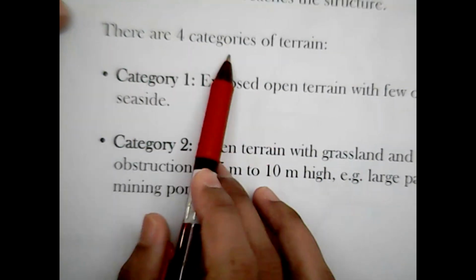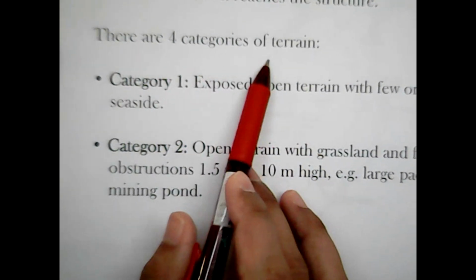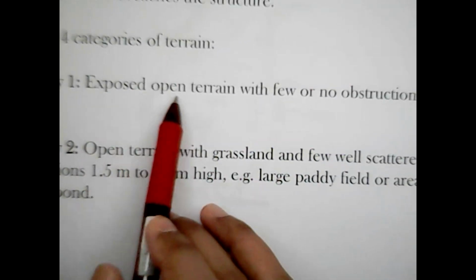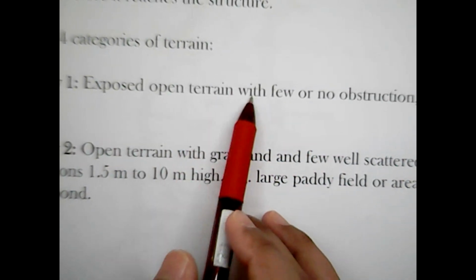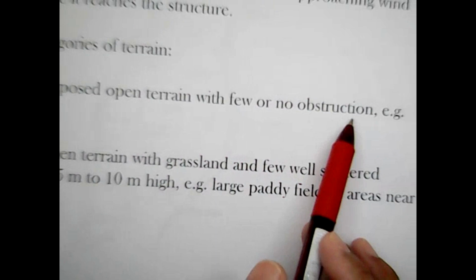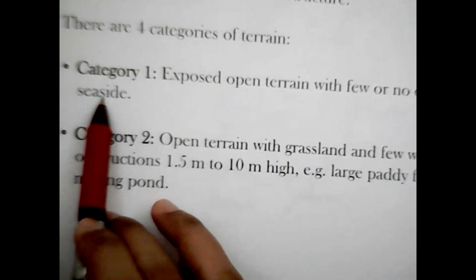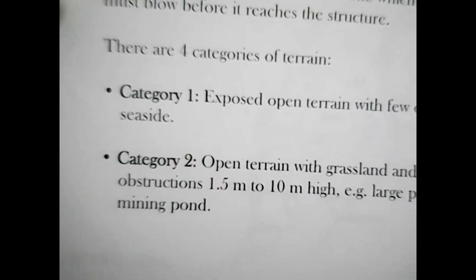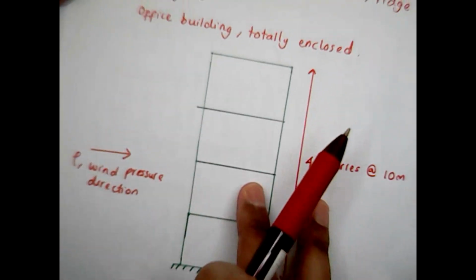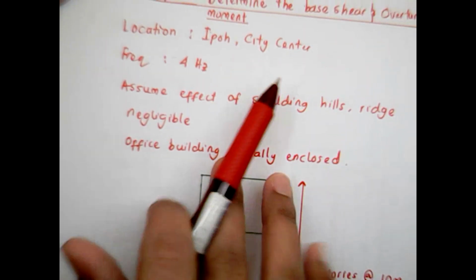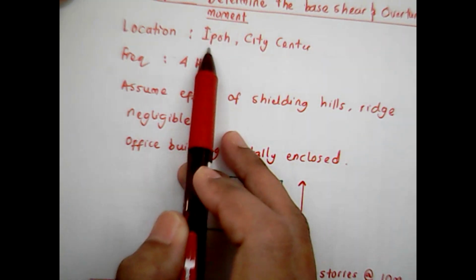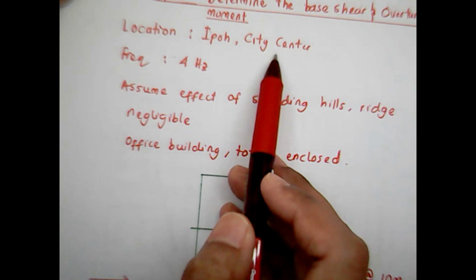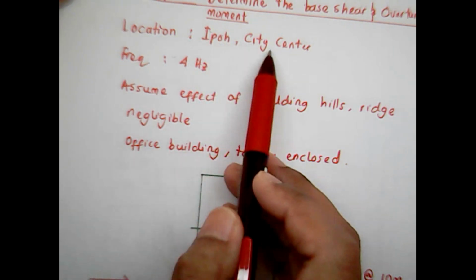So there are 4 categories of terrain. You can see the first category, which is exposed open terrain with few or no obstructions. So for terrain category 1, let's say the question given to you says that the building is located in front of the seaside at Pulau Langkawi or Langkawi Island.